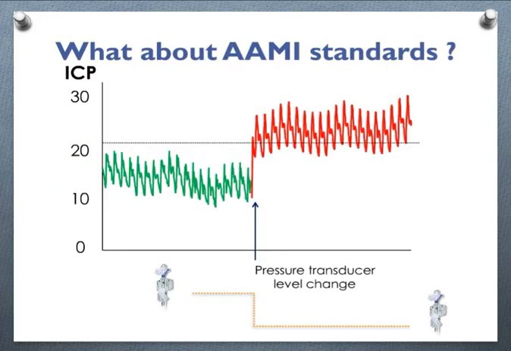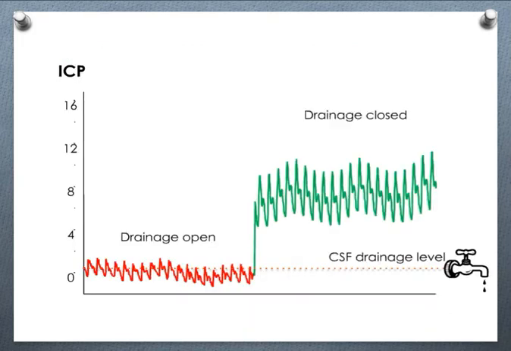Talking about the American standard, if we move the pressure level of the transducer, we can produce changes in ICP. One trace shows an ICP over the threshold, the other one is the same patient, only with a change of the transducer level. And the same applies if we open the CSF drainage, because we are not able to record a pressure higher than the level at which we are withdrawing CSF. So you have to keep this point in consideration.